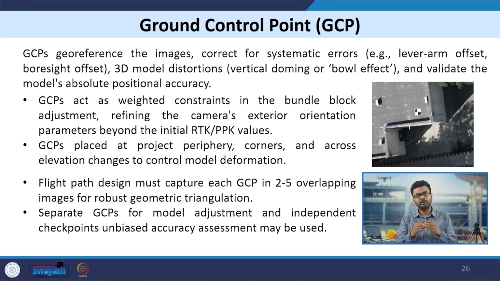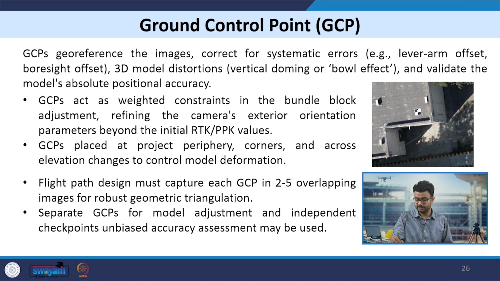And all these systematic effects can be overcome by including ground control points that help constrain the digital surface model. So ground control points georeference the images, they correct for systematic errors, and they act as weighted constraints in the bundle block adjustment. So they refine the camera's exterior orientation parameters beyond the initial RTK/PPK values received from the GNSS. And GCPs are placed at the project periphery, corners, and across elevation changes to control model deformation.